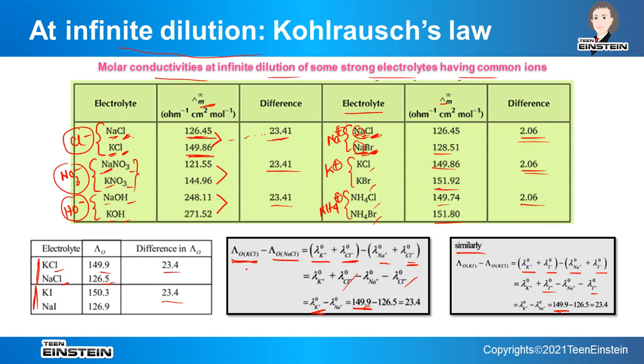So here potassium is associated with Cl minus. Here potassium is associated with I minus. But that doesn't matter because you are now at infinite dilution. So the contribution of K plus is independent of the nature of its counter ion. Okay. So from this experimental observation, we can derive the Kohlrausch law. And this law has some important applications.